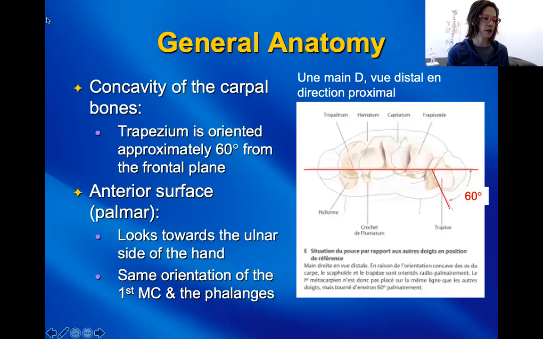So in general anatomy, if we look at the concavity of the carpal bones, this is if you're looking from distal to proximal of the hand. Okay, so this is going to be the thumb here. And this is what I was saying about it being a bit abducted, a bit in flexion, a bit of internal rotation. So the trapezium is oriented approximately 60 degrees from the frontal plane, but the anterior surface would be facing a little bit more toward the ulnar side of the hand, in the same orientation of the first metacarpals and phalanges.